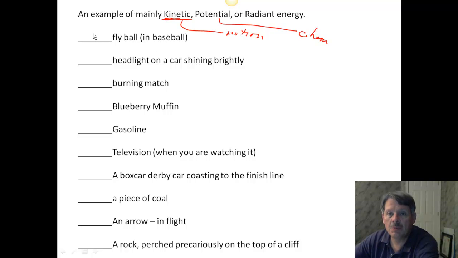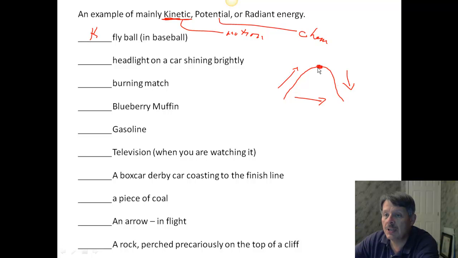A fly ball in baseball. Well, typically it has kinetic energy, right? But if you think of a fly ball and it's been hit this way, and it's going to come down over here, right? It has kinetic energy because it's moving this way. It has kinetic energy because it's moving up. It has kinetic energy when it's moving down.